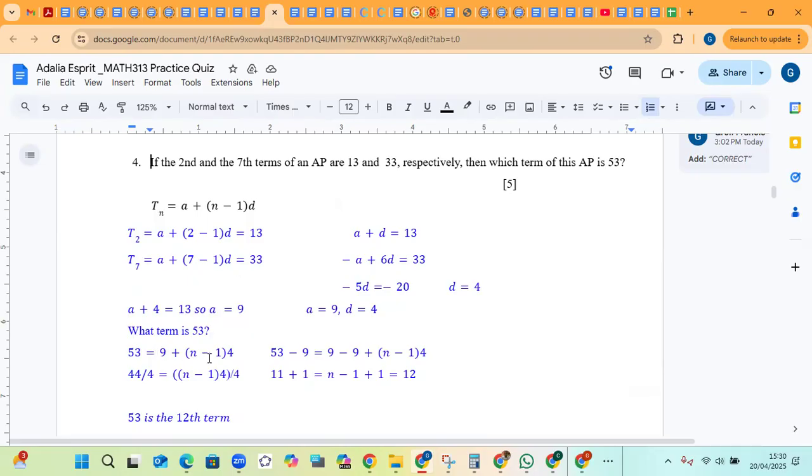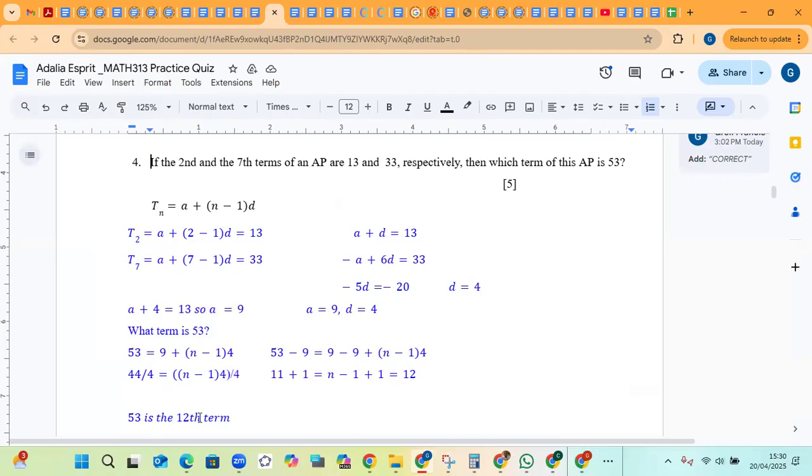A is 9, d is 4. Well, instead of multiplying by 4, I can see she subtracted 9. She canceled out 9 to get 53 minus 9, which gives us 44. And then she just divided by 4 on both sides. 44 divided by 4 will give us 11. And then we have to add 1 on both sides to get 11 plus 1, which is 12. And 53 is the 12th term.